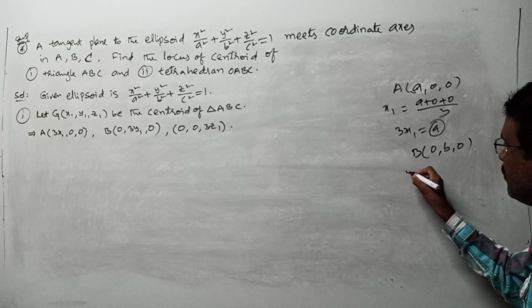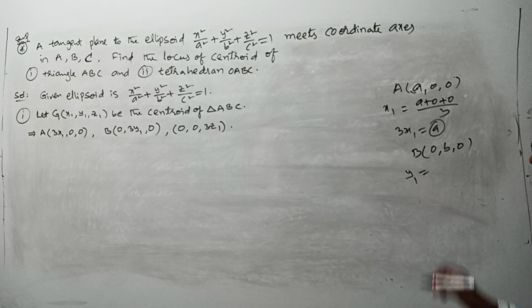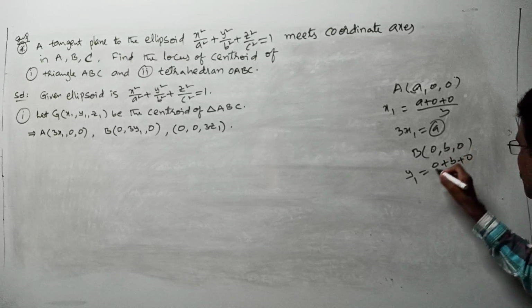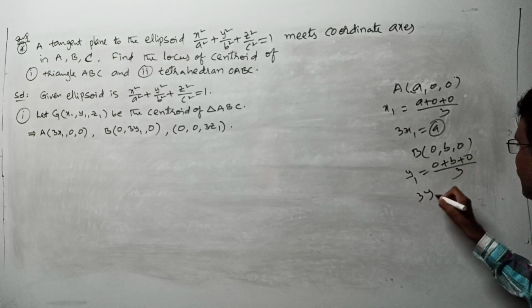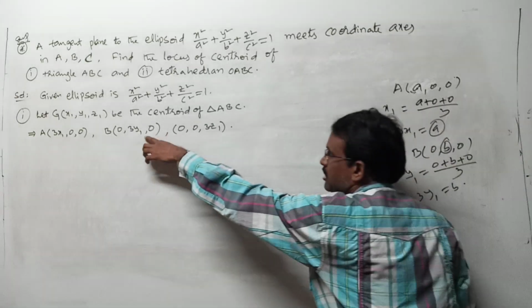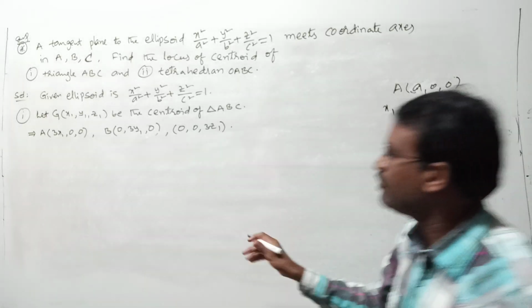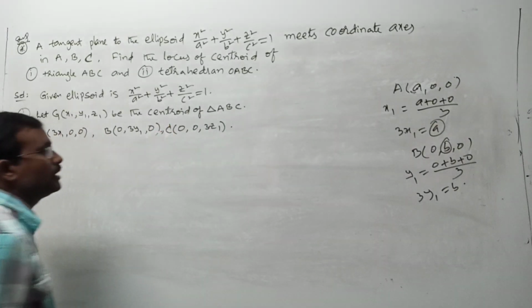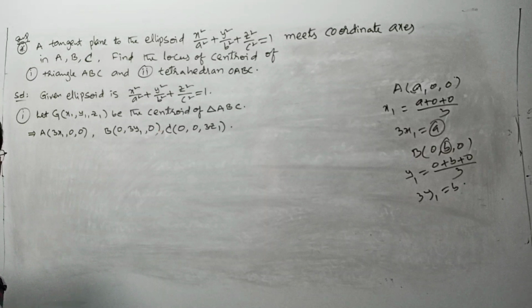In the similar way, B point is 0, B, 0. The centroid y coordinate is y1, which equals (0 plus B plus 0) by 3. Then 3y1 is B, or not? Substituting here, the point is 0, 3y1, 0. Like that you can go for the C point also. This is capital C point. Any doubt? Right?